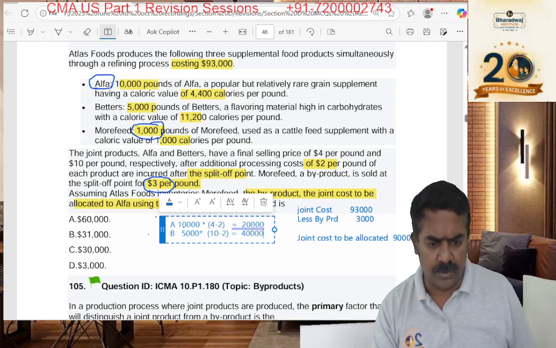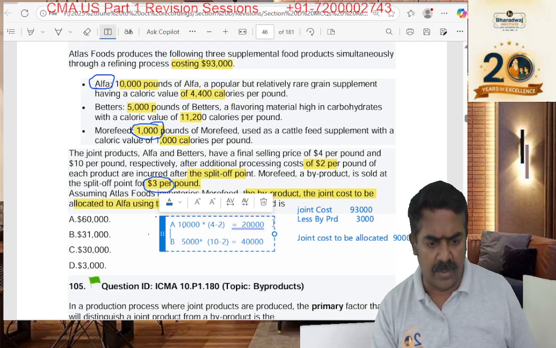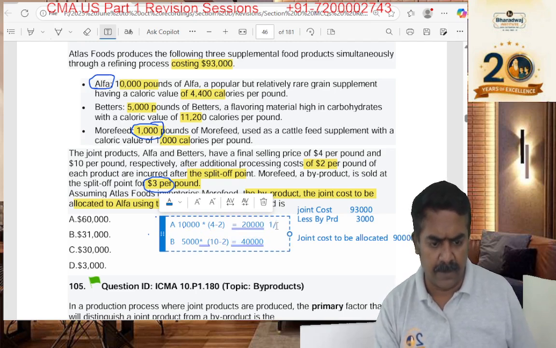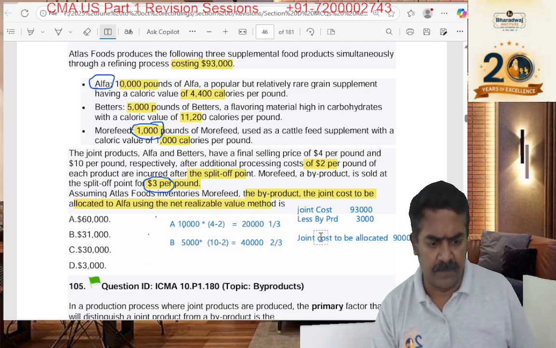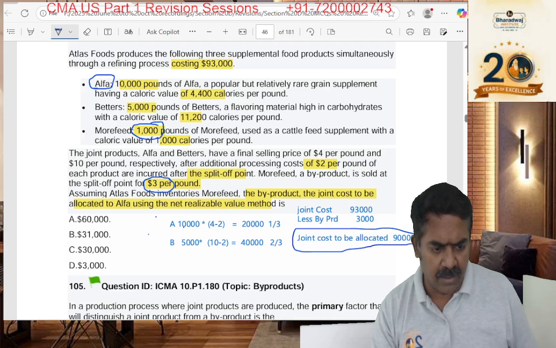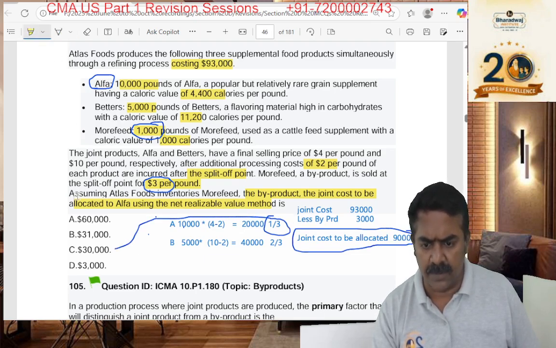40,000. So the ratio is 20,000 is to 40,000. So this comprises 1/3, and this comprises 2/3. So 1/3 of the cost will be allocated to alpha. The joint cost is 90,000. In that, how much will be allocated? 1/3 of the value goes to alpha. The answer is 30,000.